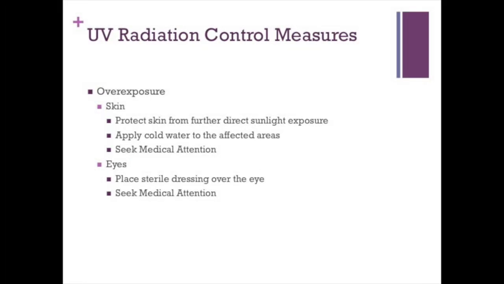If you feel that you have been overexposed to UV radiation, there are some measures you can take, but no matter whether it is skin or eye exposure, one should ultimately seek medical attention. For skin overexposure, protect the skin from further direct sunlight and apply cold water to the affected areas before seeking medical attention. For eye overexposure, place a sterile dressing over the eye and seek medical attention.